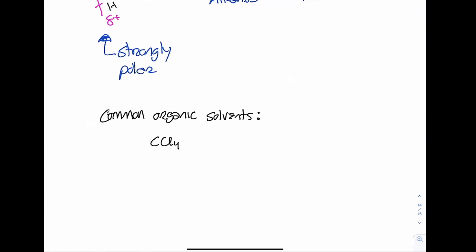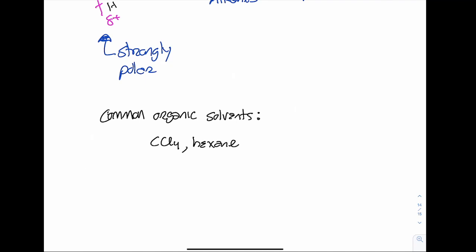Carbon tetrachloride, that's nomenclature that you would have learned in 150 or 130, right? It's got covalent bonds, so you use those prefixes. So 1 carbon, 4 chlorines, and then the last part of chlorine becomes chloride. So carbon tetrachloride. Hexane is another common one.